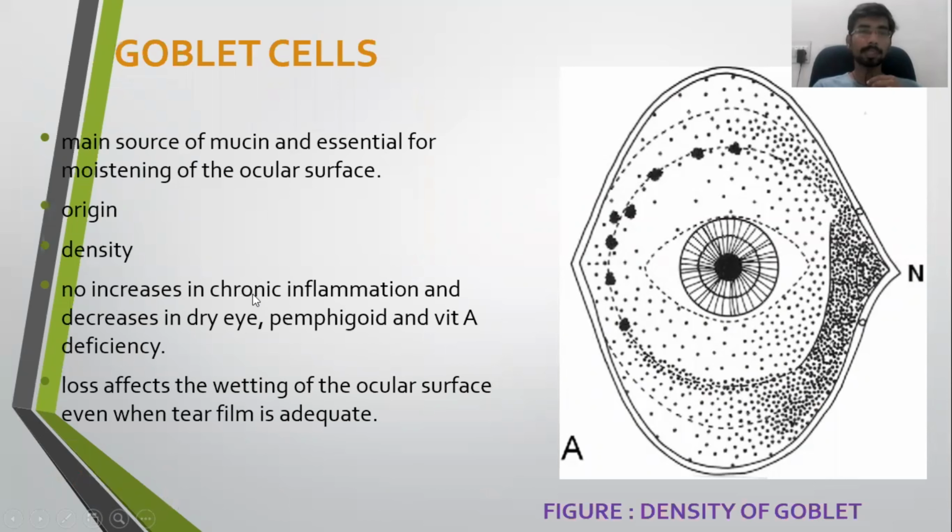Goblet cell number increases in chronic inflammation and decreases in dry eye, pemphigoid and vitamin A deficiency. So goblet cell loss affects the wetting of the ocular surface even when the tear film is adequate. So these are the goblet cells.